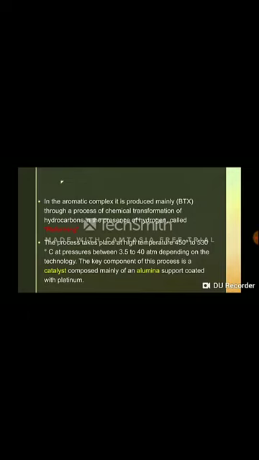In the aromatics complex, it is produced, mainly BTX, through a process of chemical transformation of hydrocarbons in the presence of hydrogen called reforming. The process takes place at high temperature, 450 to 530, and pressure between 3.5 to 40 depending on the technology. The key component of this process is the catalyst, composed mainly of an alumina support covered with platinum.